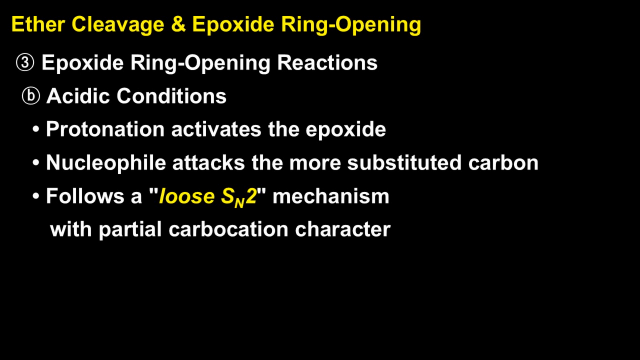Under acidic conditions, the reaction shifts a bit. The epoxide gets protonated first, which activates the ring and makes it more electrophilic. Then, instead of going for the less substituted carbon like in basic conditions, the nucleophile attacks the more substituted one. The mechanism here is often called a loose SN2. It's still a one-step reaction, but there's some partial carbocation character that develops along the way.